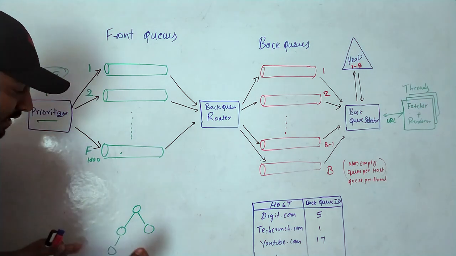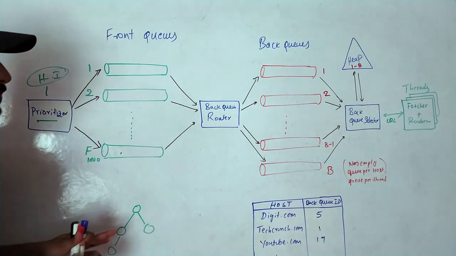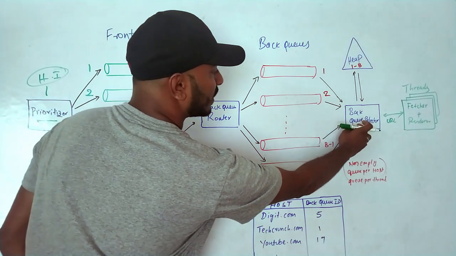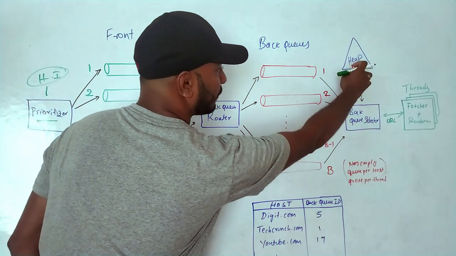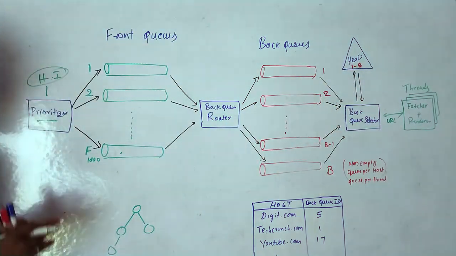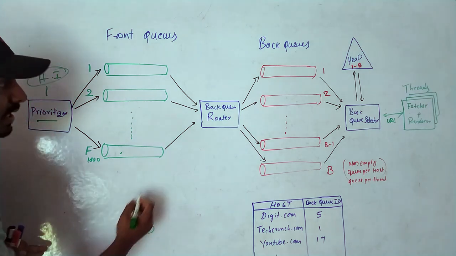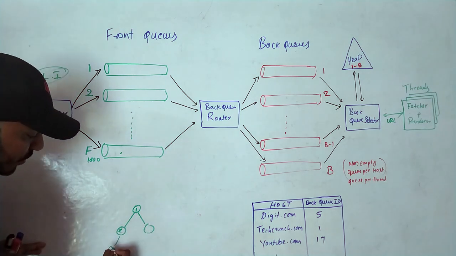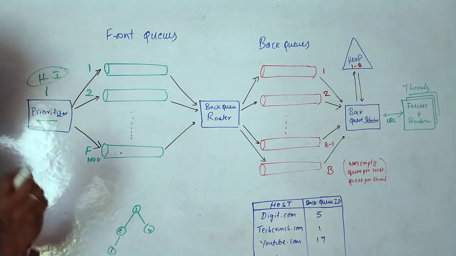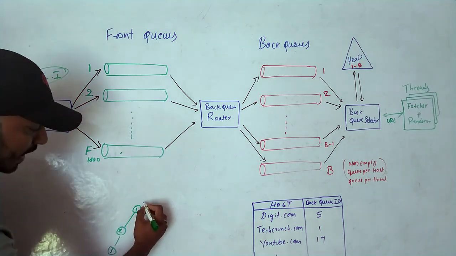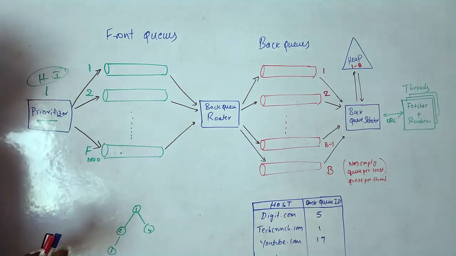So now what happens is every time the backQueue selector fetches a URL from the heap, it basically checks the entry. So we'll be having entries 1, 2, 3, and 4. It looks for the entry which has the minimum time in it. Say the minimum time represents when to fetch it or how early to fetch it.